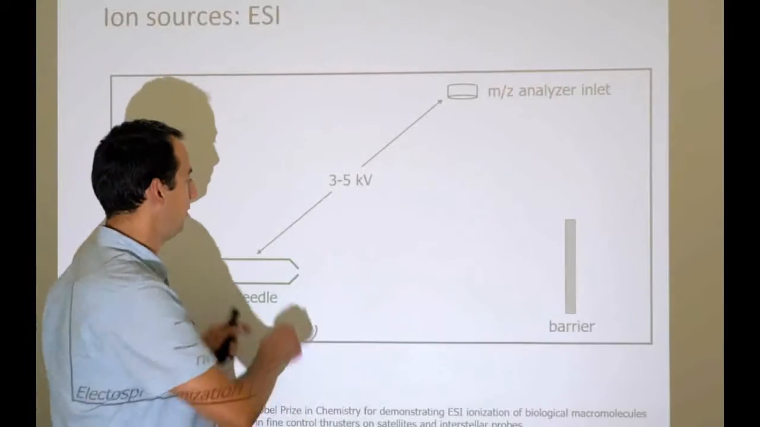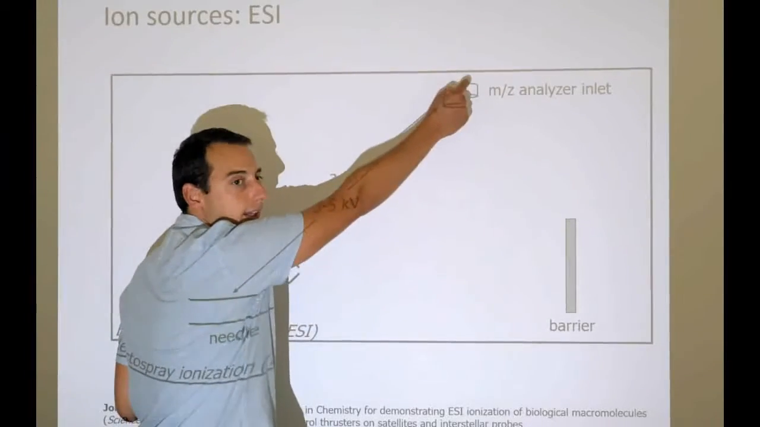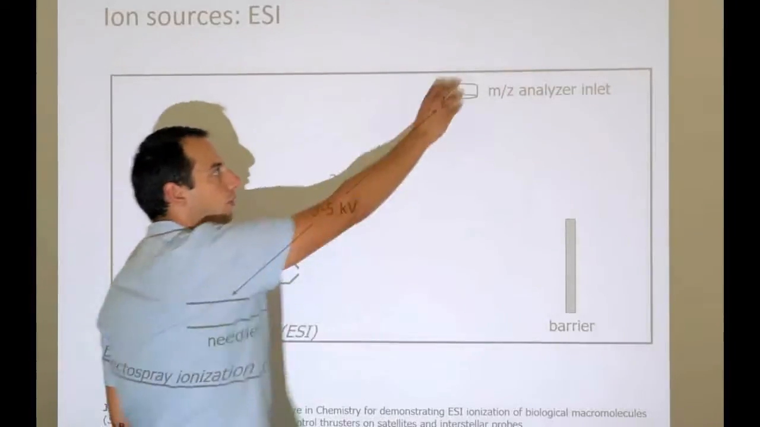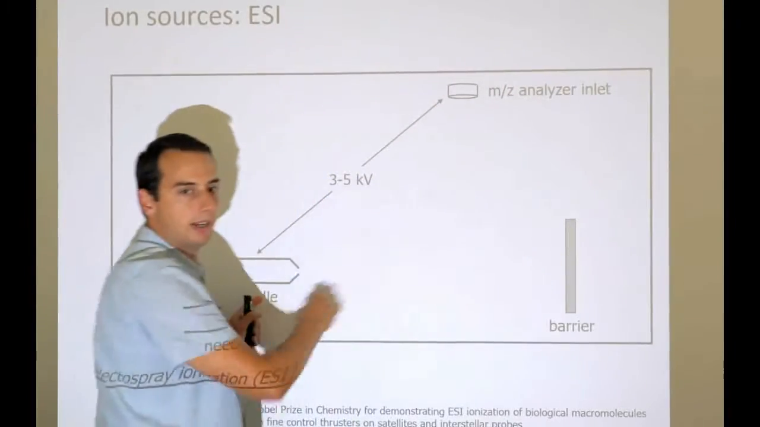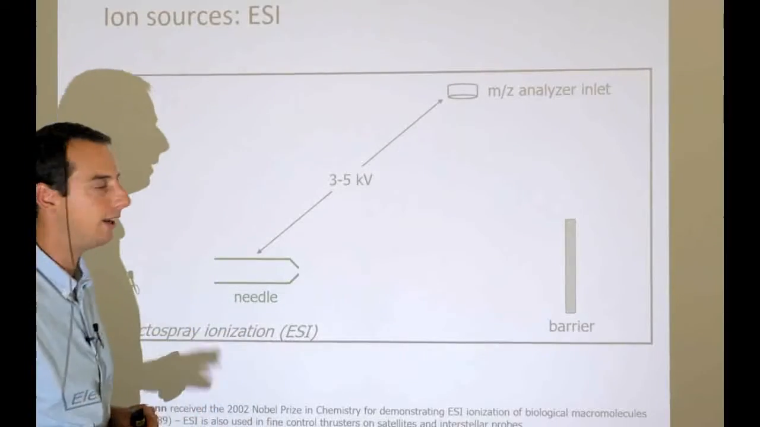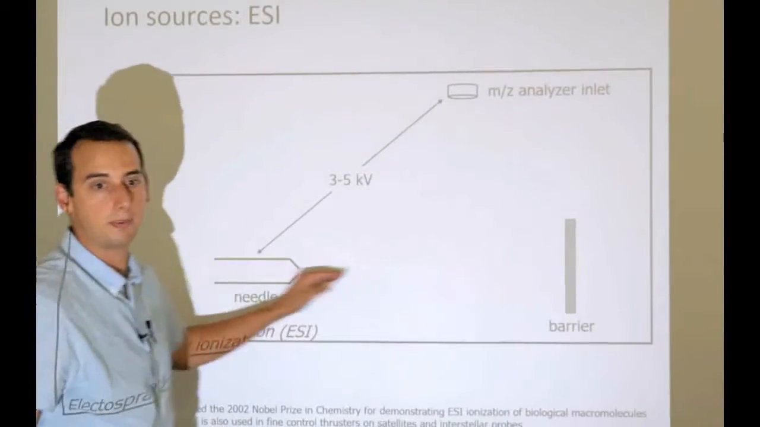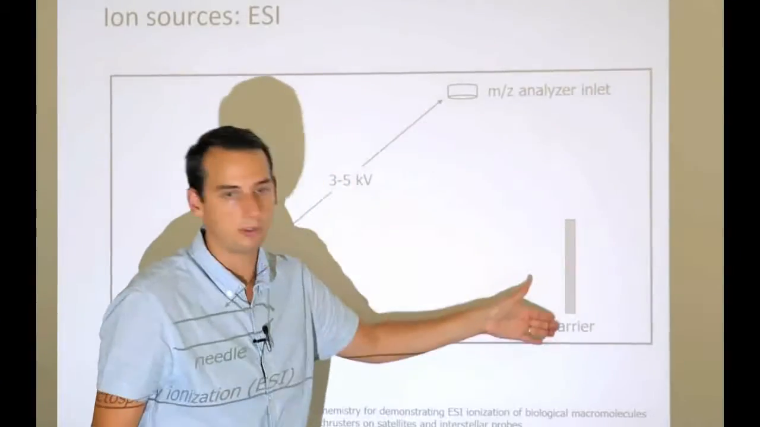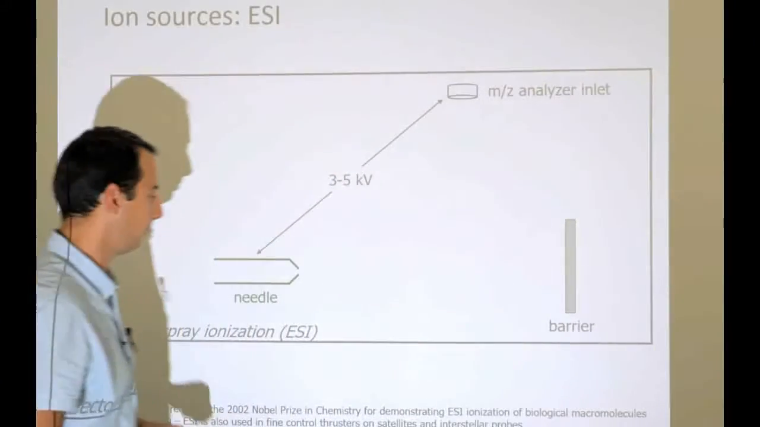Mind you, in my graph here, I put a right angle between the inlet of the mass spec and the needle. This is not necessarily true. You could also have the mass inlet here, but it actually serves the purpose of explaining it slightly better if we do it like this, and a lot of mass specs now have this orthogonal positioning. There is a barrier here which serves very little purpose. We'll see later on what it does.